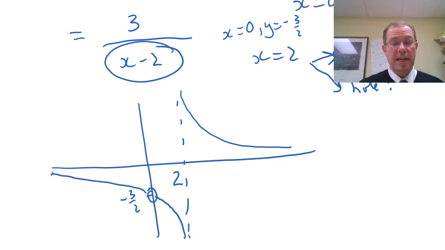So that's what that function looks like, and you can check that in a package such as fxgraph, which will show removable discontinuities. So thank you very much for watching. I hope that helped with this kind of juicy problem. Is it a hole or is it a vertical asymptote?